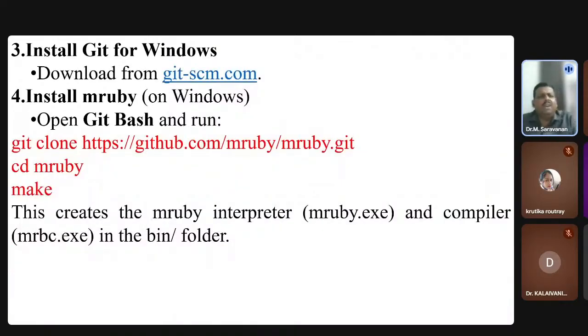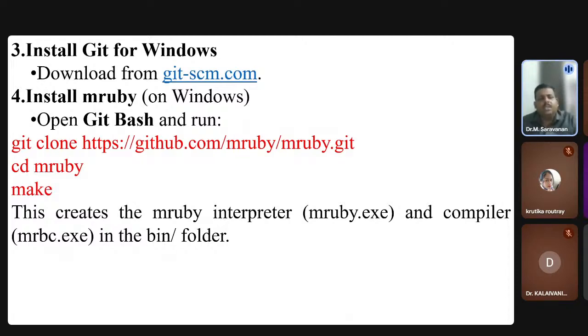Then install Git for Windows. Git is very important to download Ruby or mruby from your Git repository and get it into your workflow. So for that it is required. I have to download this and install it for Windows. Then in Git Bash, that is the command window, you have to clone mruby. Okay, from Git you can clone it. Then get into that particular directory: cd mruby and make. So you are getting your components ready. These are the three commands, very important.